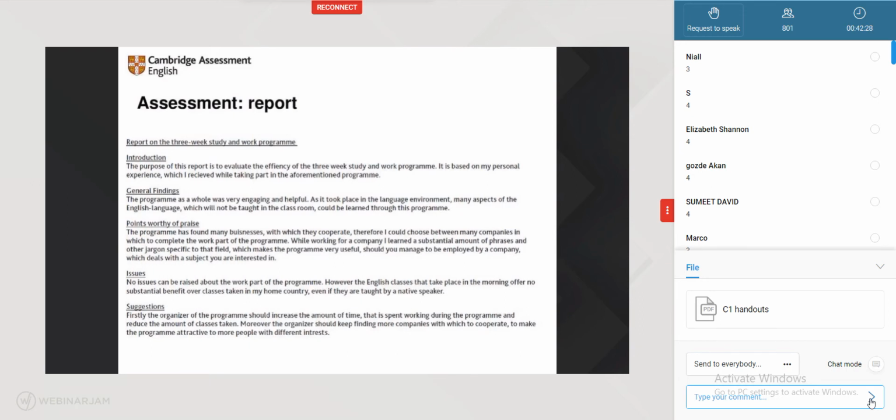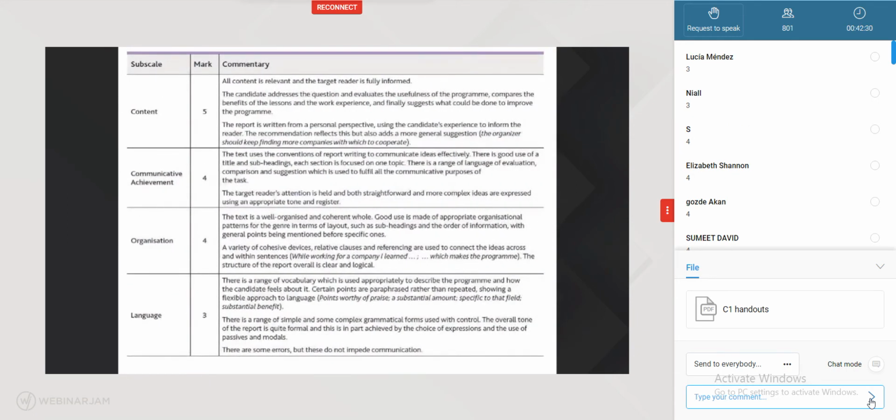Here are the examiner's comments. So this was a good piece of writing. Language is C1. Language is a 3. Organization 4. Content 5. Again, as I said, this is the easiest criterion to get good marks on. Make sure you do what is asked of you in the question and you'll get good marks. Communicative achievement here, they get a 4.